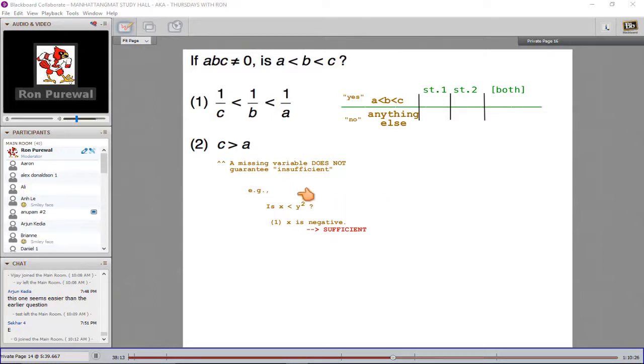Because the point is that y squared is a thing that is 0 or positive already. So even if we don't know anything about y, if I tell you this, that would mean that x had to be less than y squared. So you can't just notice that B is missing and automatically say not sufficient. That's not always how it's going to work.